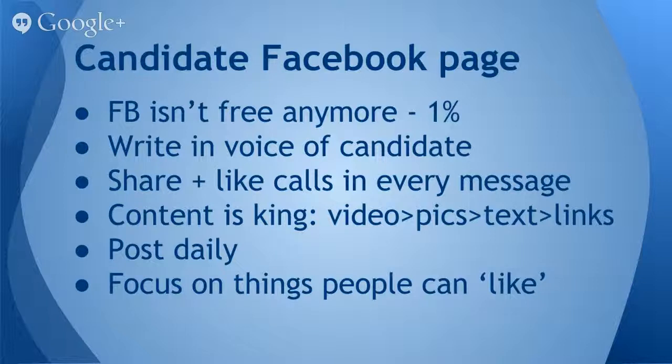So try to think of ways to prompt people to engage with your content. It really needs to be done. When you're thinking about what to post, think about the fact that video, pictures, text, and links is really how Facebook prioritizes content. They will show more people a video than they will show a picture, and they'll show more people a picture than they will show a text.